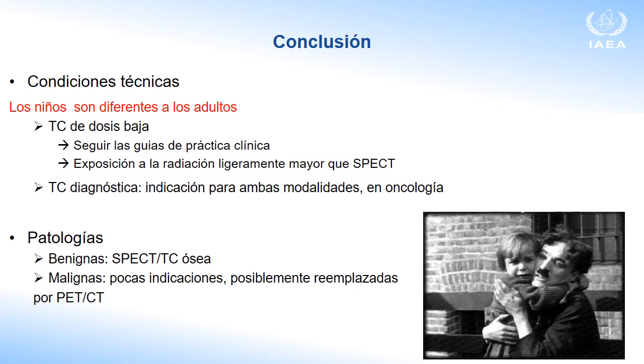The pathologies. In benign, we have essentially SPECT-CT, bone SPECT-CT. For malignant, there are few indications, and all those indications are possibly replaced by PET-CT.